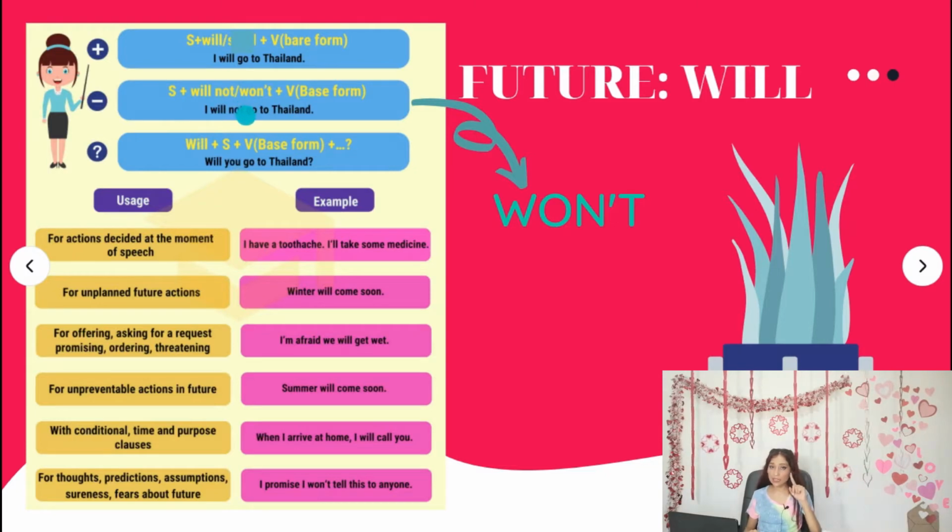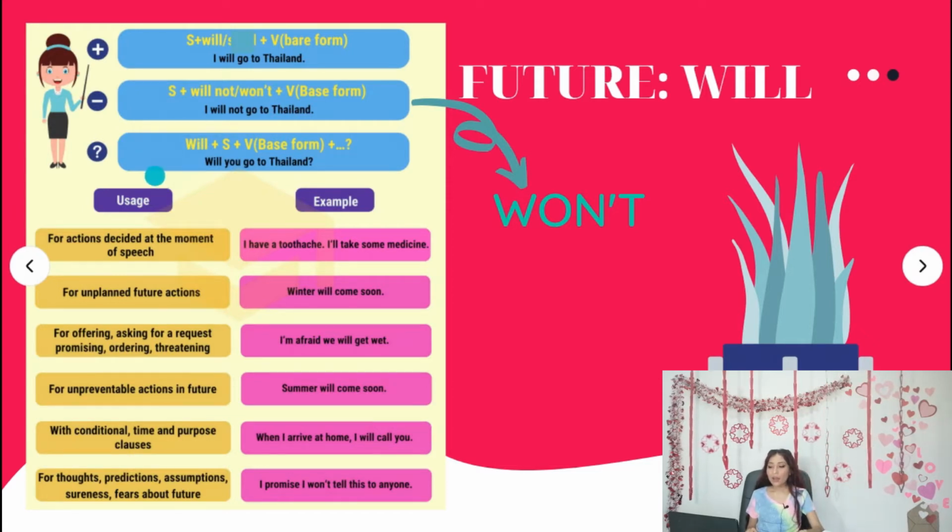Now we have S, will not or won't. This is for the negative sentences, and then the base form. The only thing that is going to change is that you can say I will not or I won't, okay? I will not go to Thailand, or you can say I won't go to Thailand. Both ways are correct.